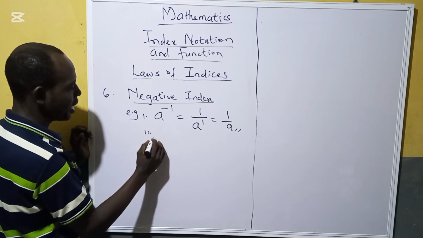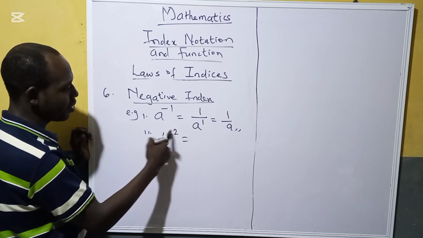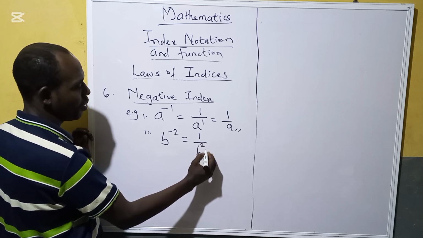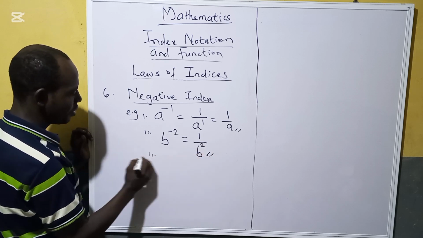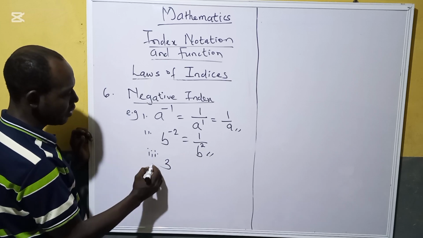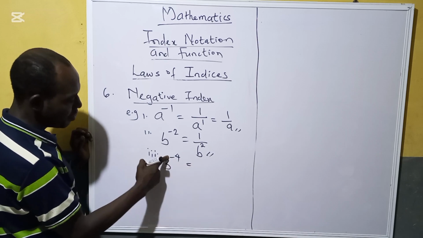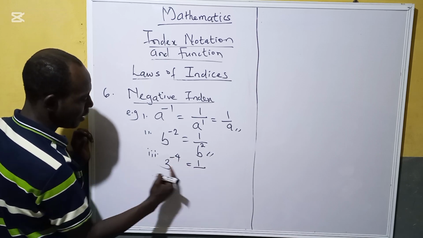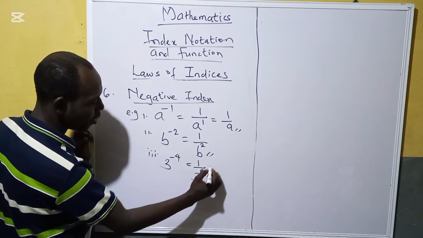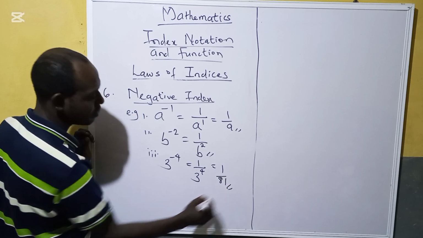Another example, if you have b raised to power minus 2, then this minus changes to 1 over, then you have your b raised to power 2. Another one, number 3, if you have a number, let's say 3 raised to power of minus 4. So your minus changes to 1 over, then you have your base, which is 3 raised to positive power 4. It becomes 1 over 3 raised to power 4, which is 1 over 81.